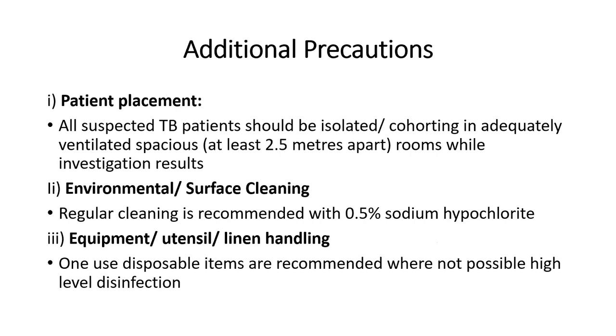We also have additional precautions. The additional precaution is patient placement. All suspected TB patients should be isolated or cohorted in adequately ventilated spaces, at least 2.5 meters apart, as we have seen, while awaiting results or while investigation is going on. So we should cohort these patients in areas where we have space, good ventilation, and good lighting. Also, environmental service cleaning should be done regularly.